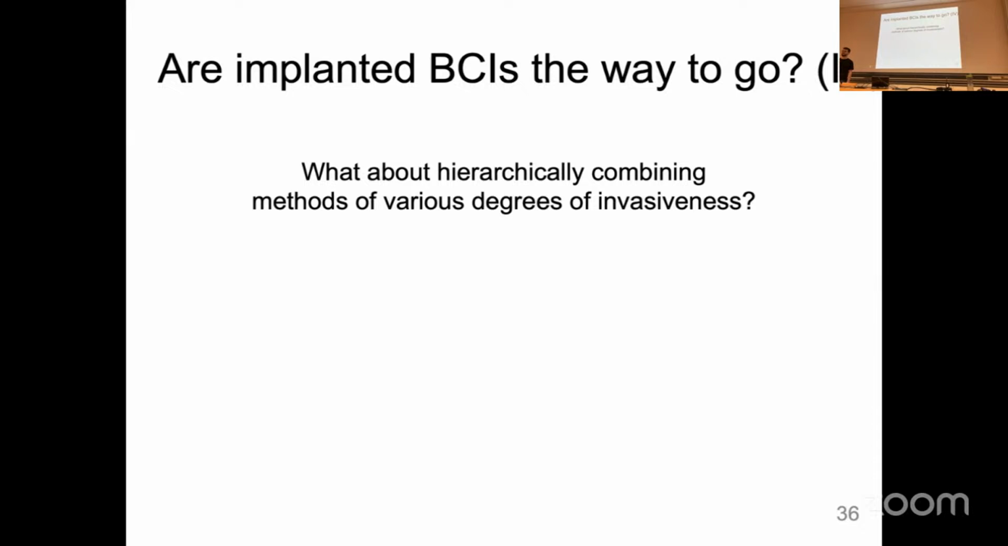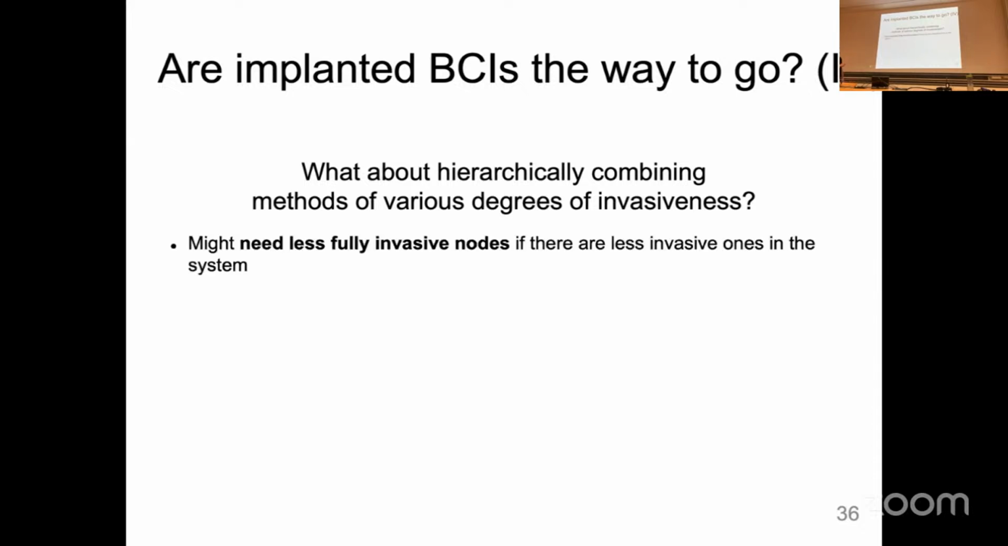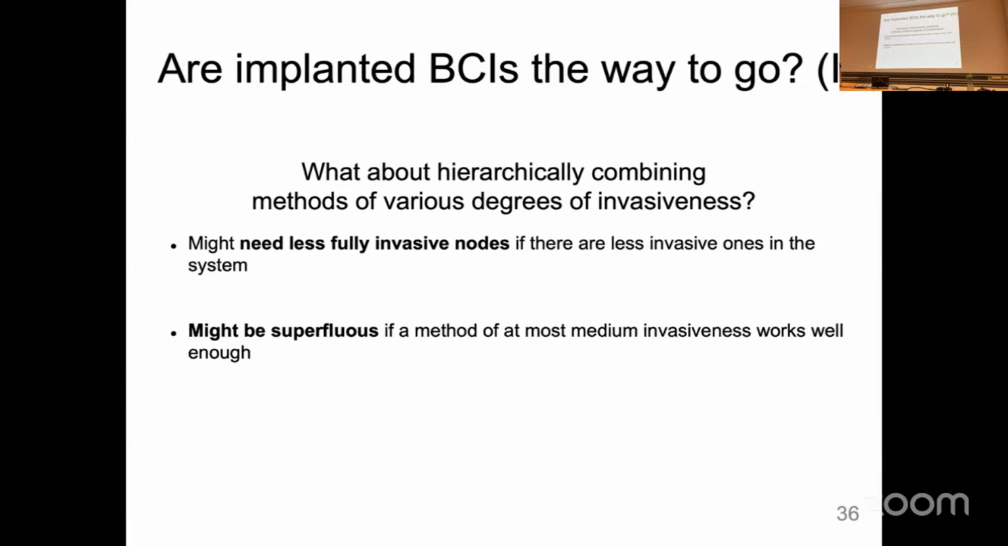But yes, good points. So first of all, maybe we might need fewer fully invasive nodes if there are less invasive ones in the system as well, and reach the same performance as with many more fully invasive ones. But it may, of course, be superfluous if a method of medium invasiveness works well enough, right? If something like Neuralink or these on-the-brain approaches that aren't that invasive can sense deeply enough that if you implant many of those, you don't get a lot of benefit from the invasive ones, then this might just not be necessary.